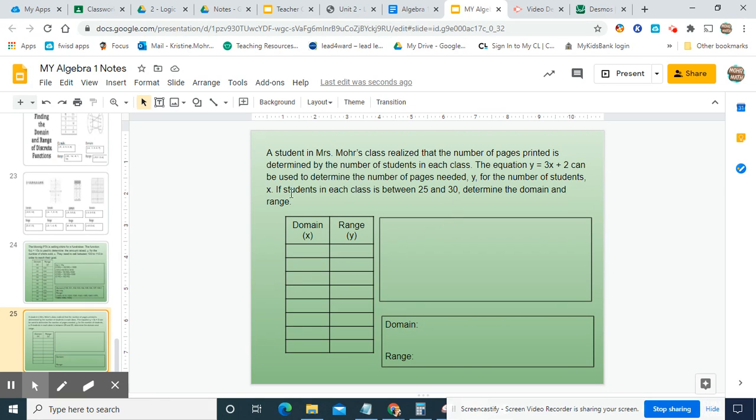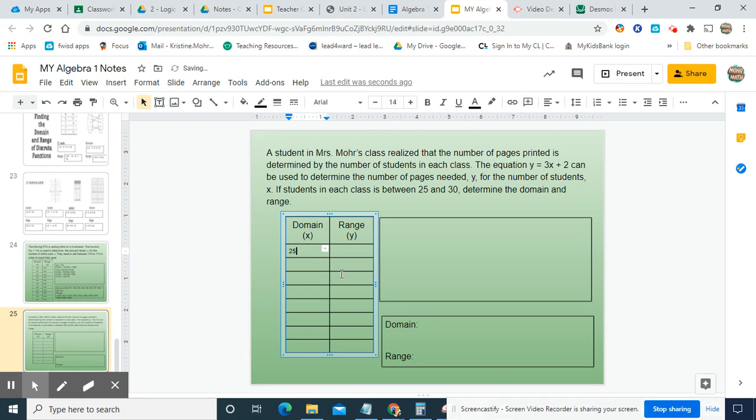So again, here it tells us x is the number of students. Well, it tells us the number of students is 25 to 30, so we're going to put that already for our domain and range. 25, 26, 27, 28, 29, and 30. So we just then need to figure out our y values. So it says y is equal to 3x plus 2. So now even though this doesn't start f of x and we don't have f in parentheses, we can still do the same thing.